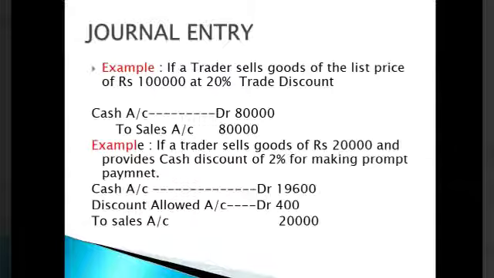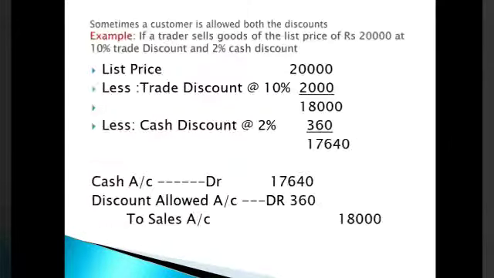Now I'll show you the example of cash discount. If a trader sells goods of rupees 20,000 and provides cash discount of 2% for making prompt payment, the journal entry would be cash account debited, discount allowed account debited to sales account. So here we have to show the discount. Why? Because it is recorded in the books of account, and discount allowed is debited. Why? Because it is a nominal account, and as per the nominal account all losses should be debited.